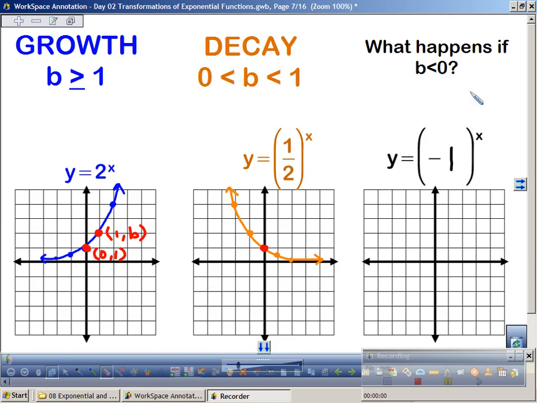Let's try -2. We like that common base of 2, right? We know it, we understand it. We know that its first reference point is at (0, 1) and its second reference point is at (1, 2). It's a nice one for us to play with. So let's look at negative 2 to the x. If I was to make x 0, what's y going to be? What's negative 2 to the 0 power, guys?